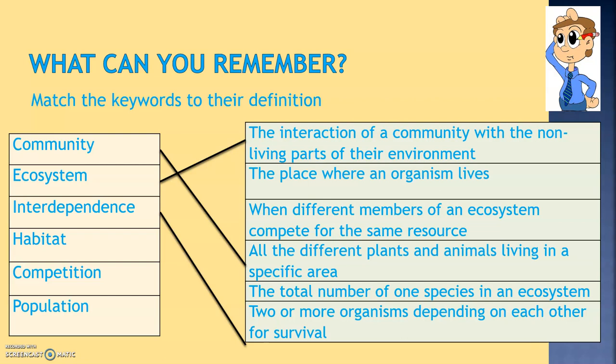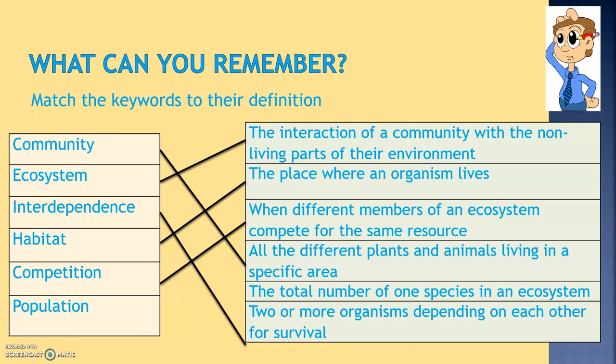Now, the next one is habitats. Now, I hope you do understand the meaning of habitats, okay? Habitats is the place where an organism lives, all right? And the next question, what is a competition? When different members of an ecosystem compete for the same resources. For example, food. For example, water. For example, space. All right?